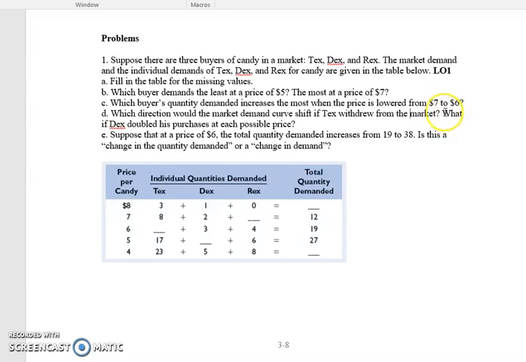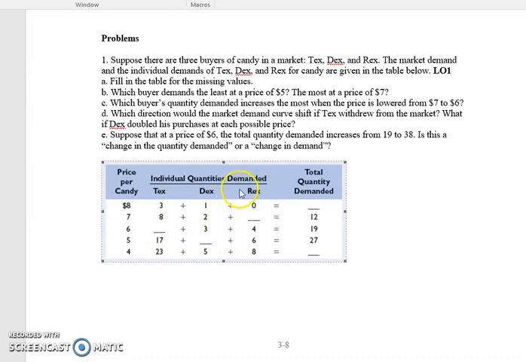On the other hand, what will happen if Tex comes back again, but now Dex doubled his purchase at each possible price? This is for the third column, Mr. Dex, and now everything doubles. So at $8, Dex used to buy 1, now he will buy 2 candies. Then at $7 he used to buy 2, now he will buy 4, and so on. So all of this will double.